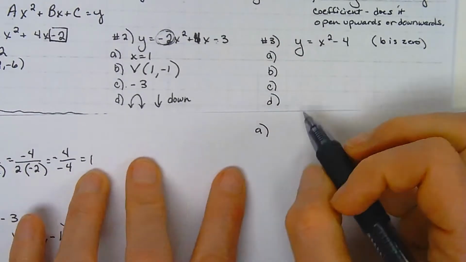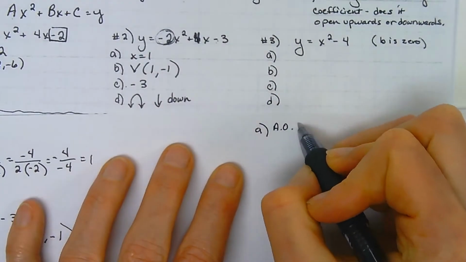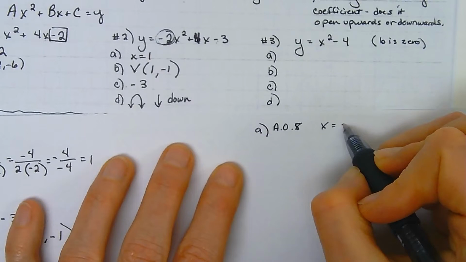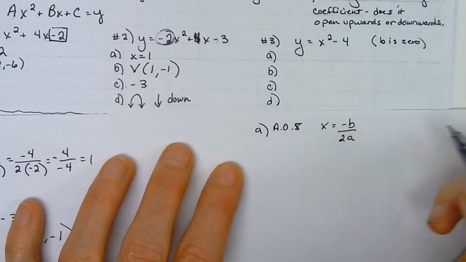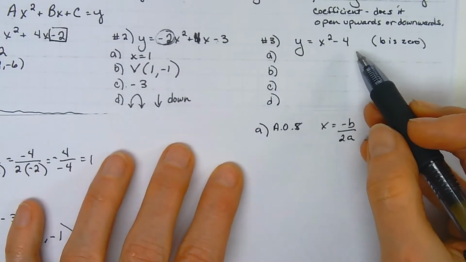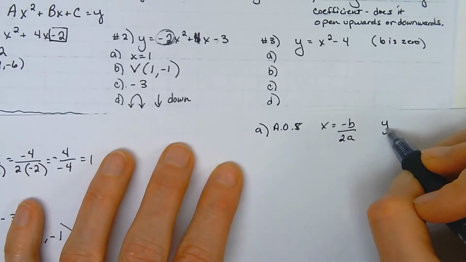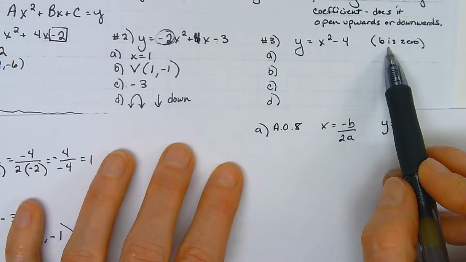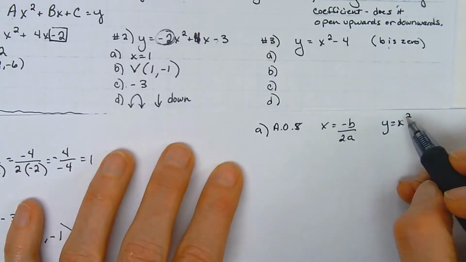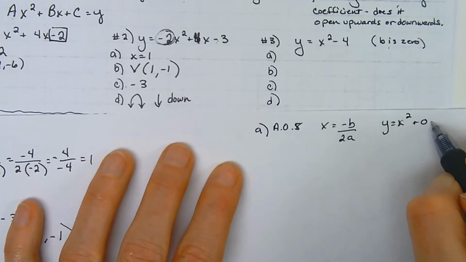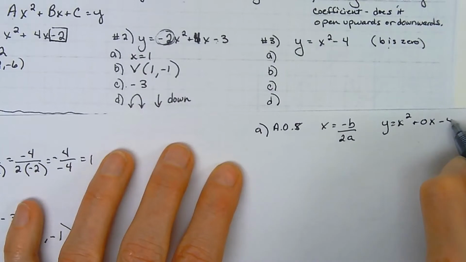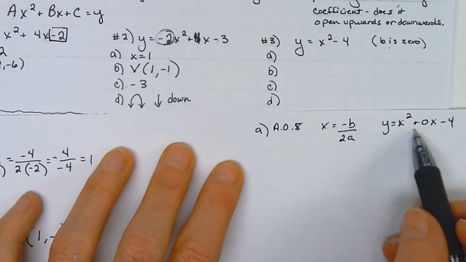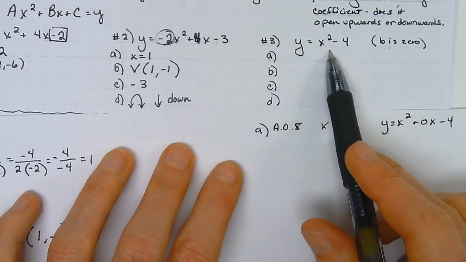The axis of symmetry is found again by saying x equals the opposite of b over 2a. Now, the function here says y equals x squared minus 4. And I gave you a hint that b can be written as 0. So x squared plus 0x minus 4 can be a new equation, but it means the same as x squared minus 4.